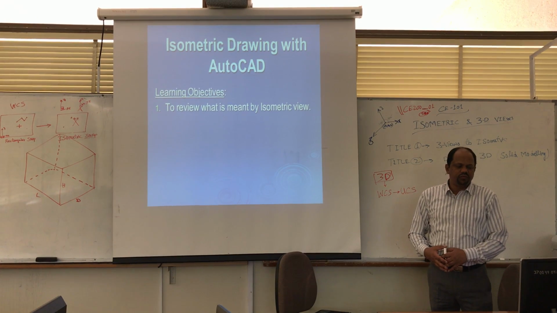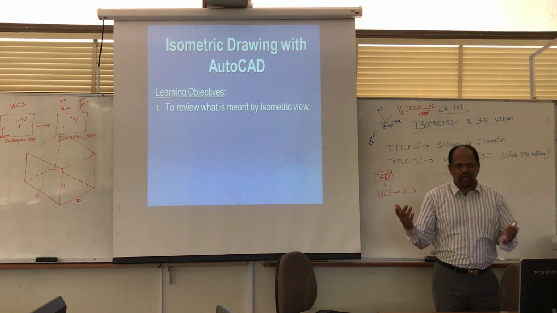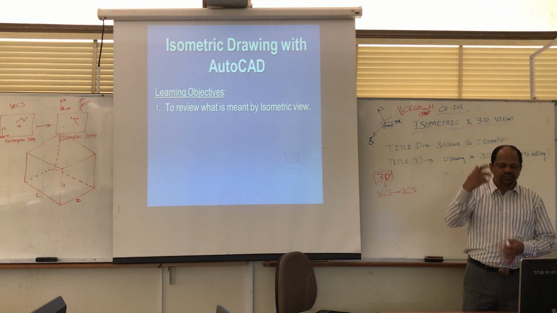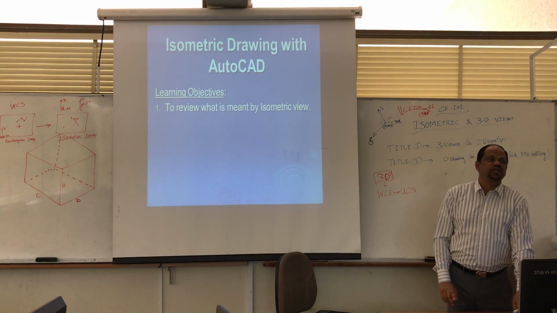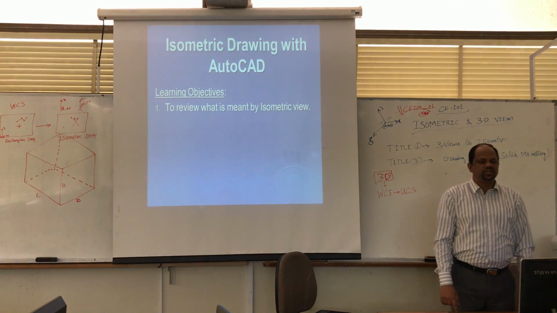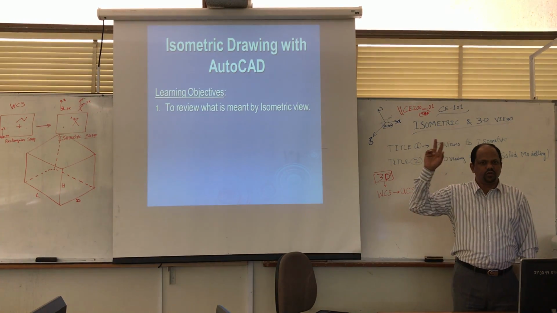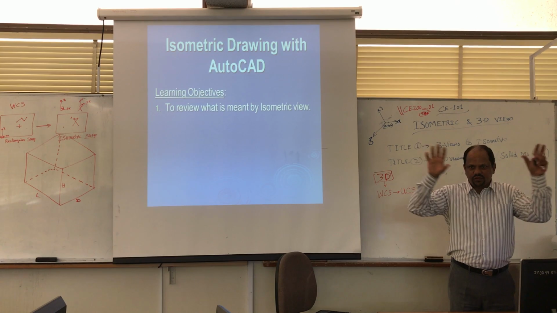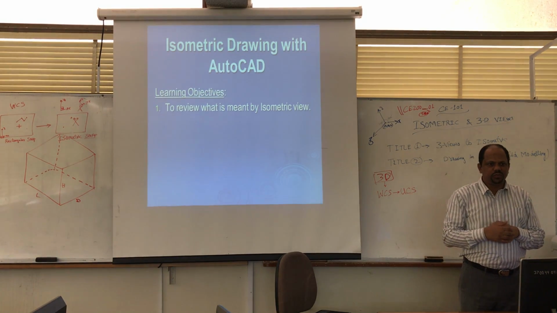Learning objective: to review what is meant by isometric view. So what is an isometric view? You already know it. We will just refresh it. Can anyone recall? Right from the beginning, in the introduction itself, we talked about different views: isometric view, oblique view, perspective view. Isn't it? What is isometric?